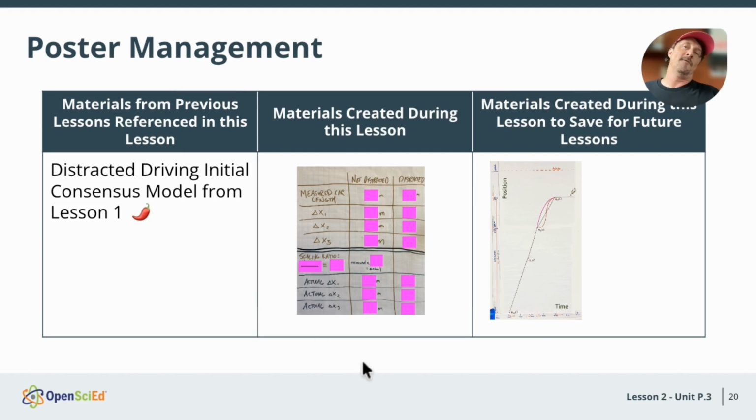This record of numbers from the video, we use it and then we let it go, so you could actually not refer back to this in the future. This graph, however, we definitely want to keep on the wall as an example of position time graphs as we go forward looking at other graphs.